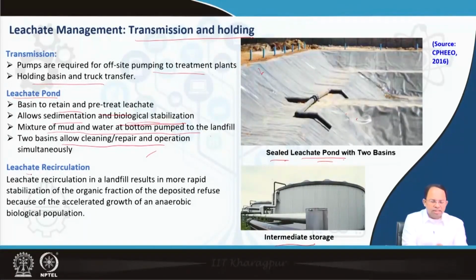And then coming to leachate recirculation, as I was saying, some amount is pumped back into the landfill, and if we do that, some moisture also goes back. Leachate recirculation in a landfill results in more rapid stabilization of the organic fraction of the deposited refuse because of accelerated growth of the anaerobic biological population, or bacteria, inside the landfill site, right? So if organic waste is there, this is fine, but if organic waste is not there, then there is no point in doing this kind of recirculation.